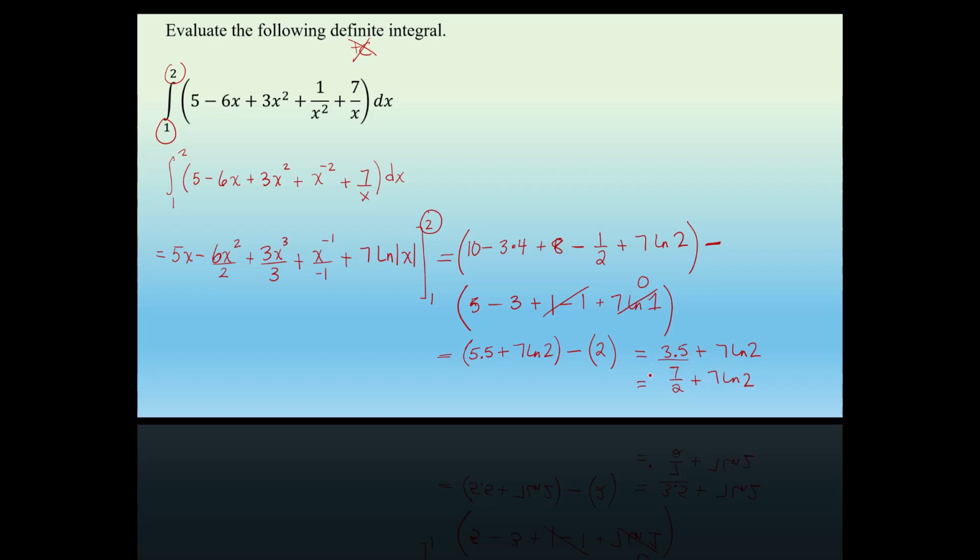We want to leave our answer as an exact answer, so we will actually just leave ln of 2 as ln of 2. So again, one more recap. Remember, this is definite integral, so there is no plus c. Instead, you're evaluating your antiderivative expression using the limits of integration.